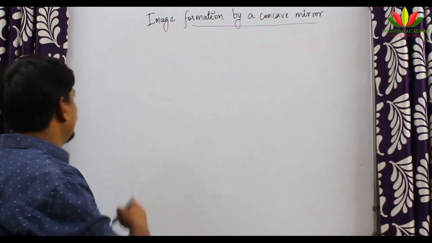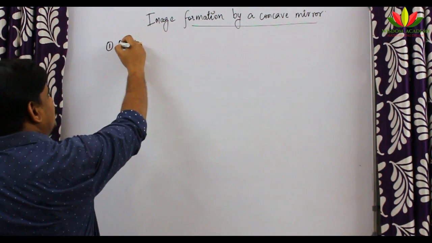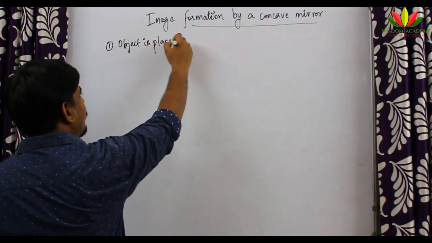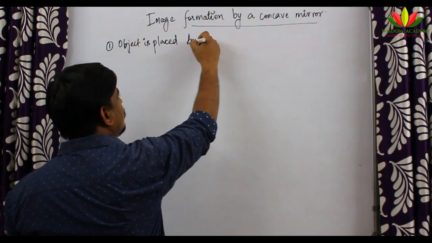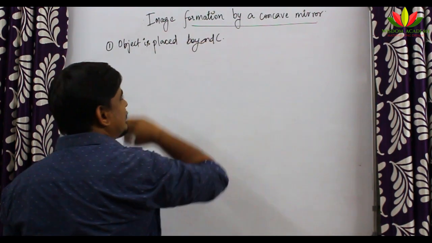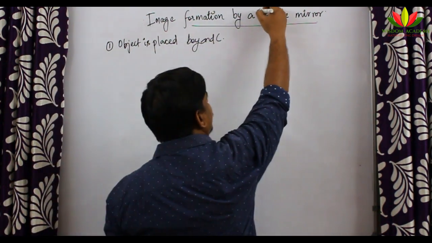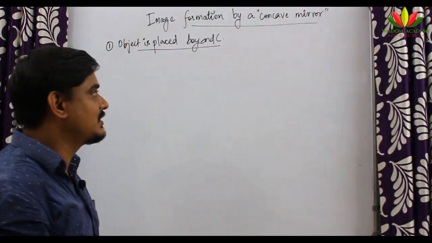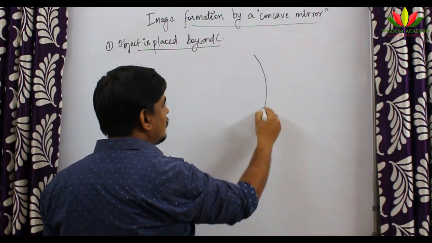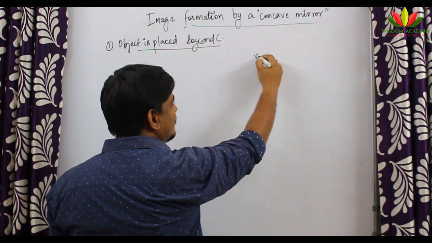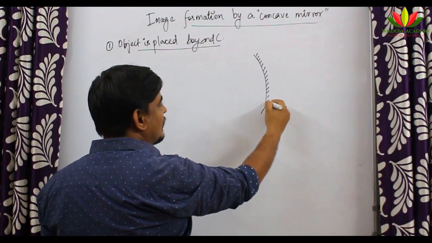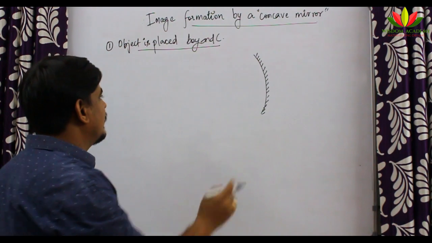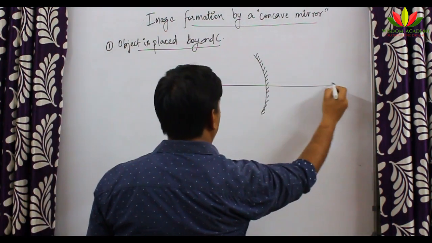I will start with the first case, where the object is placed beyond C. First I am learning about image formation by a concave mirror, and the first case I am taking is the object placed beyond C. First I will draw a concave mirror. My suggestion is, when you are drawing any concave mirror, try to keep the aperture as small as possible. Don't make it too curved, otherwise you will have problems in image formation.